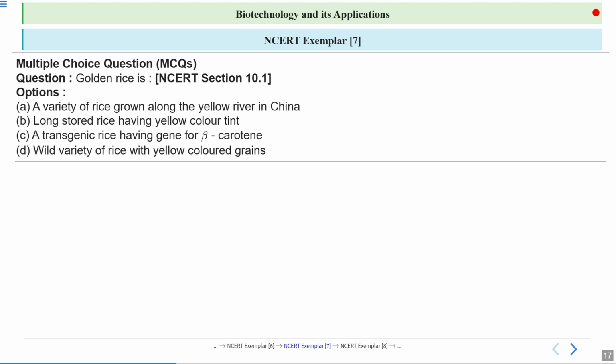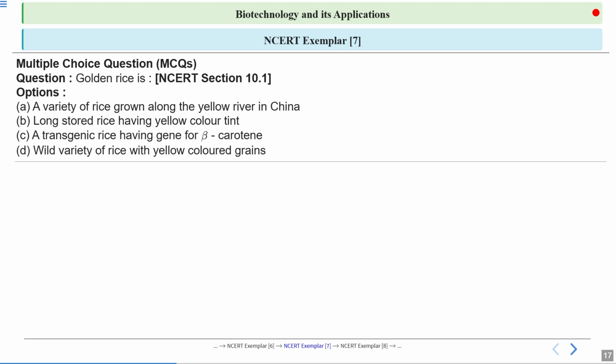Options are: first, golden rice is a variety of rice grown along the Yellow River in China. Okay, so they are saying that golden rice is a variety of rice which we grow alongside the Yellow River in China. Second says it is a long-stored rice having a yellow color tint. Means this rice has been stored for so long and it has a yellow tint, means it has a yellow color in it.